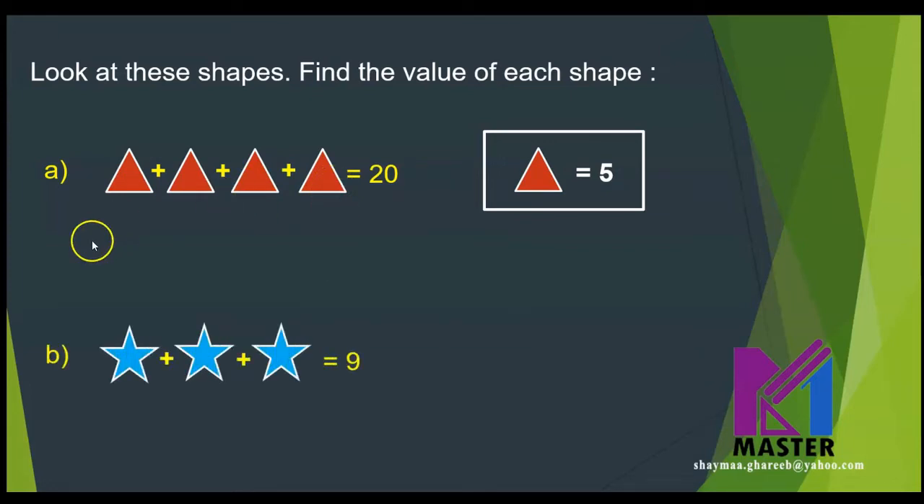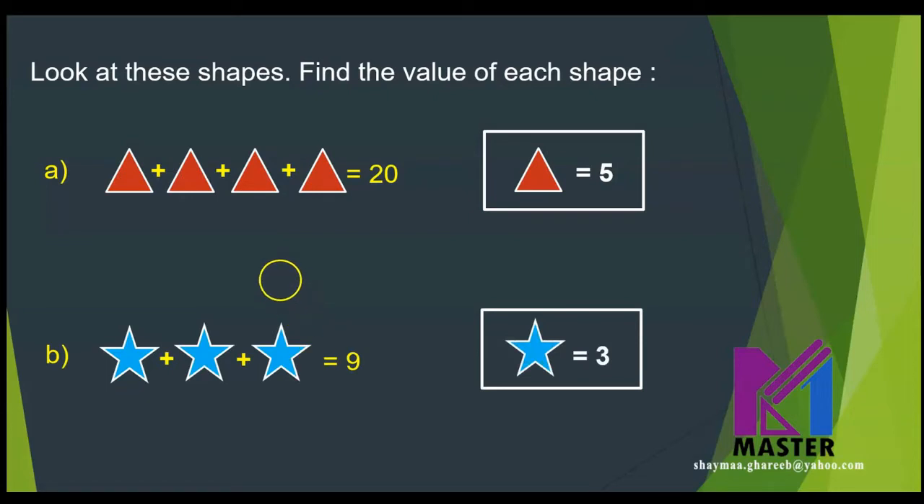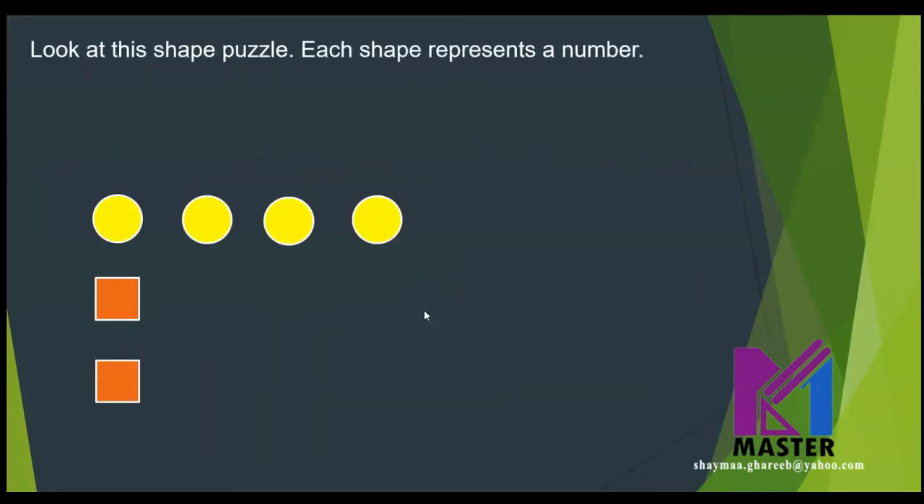Let's see another example. I have 3 identical shapes added to each other equals 9, which means these 3 numbers are the same. So what number, when I add it to itself 3 times, gives me 9? How to get this number? By dividing this 9 by 3, because I have 3 numbers. So 9 divided by 3 equals 3. Then each star here equals 3. Is this clear? Now let's see more examples.